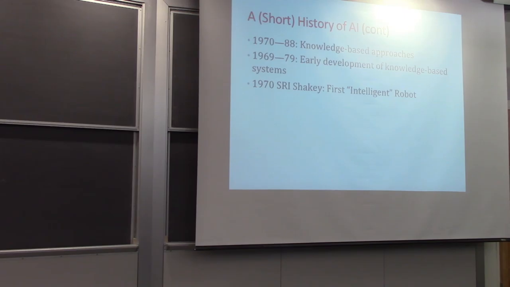Okay, so continuing our history now. Like I said before, knowledge-based approaches took over in the 70s. In 1970 we also saw Shakey at SRI, which was the first intelligent robot.